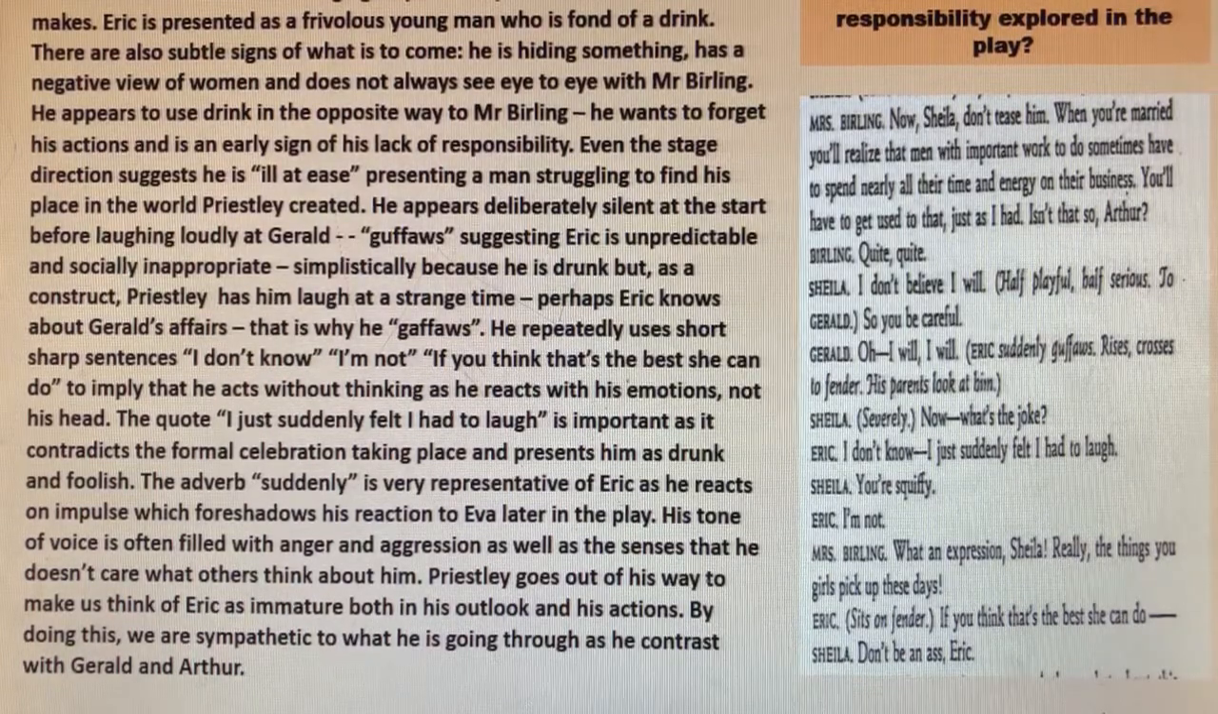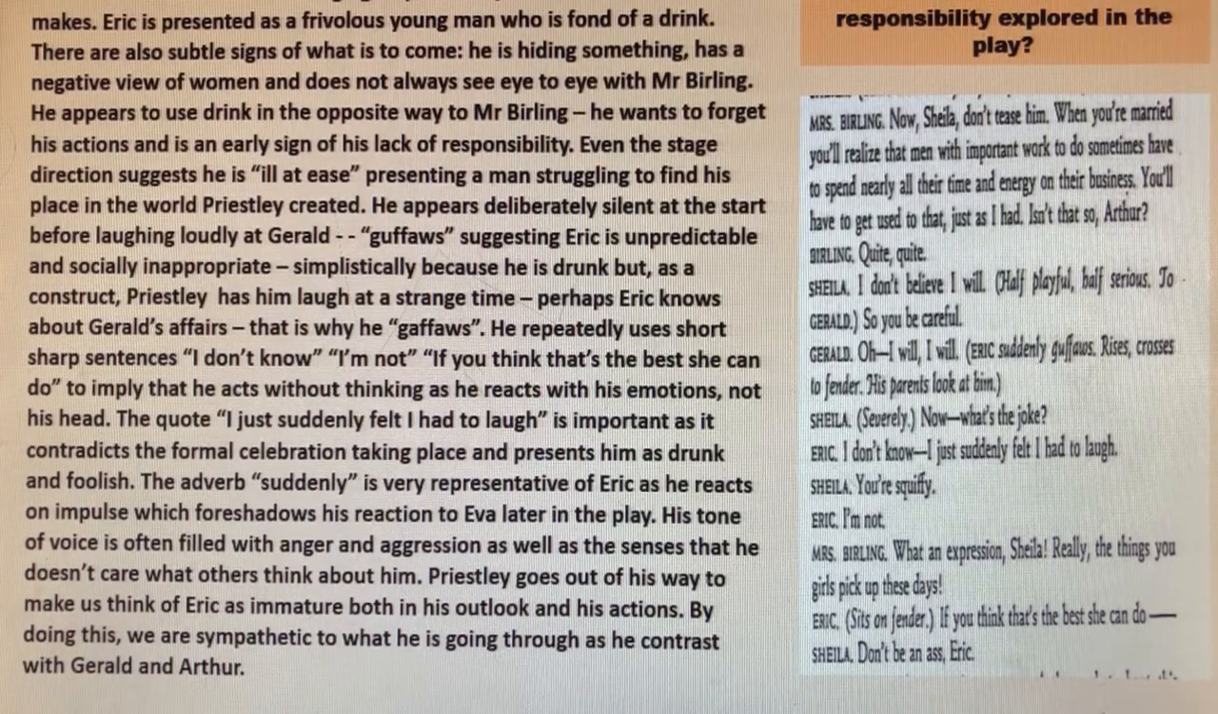His tone of voice is often filled with anger and aggression, as well as the sense that he doesn't care what others think about him. Priestley goes out of his way to make us think of Eric as immature, both in his outlook and his actions. By doing this, we're sympathetic to what he's going through as he contrasts with Gerald and Arthur.